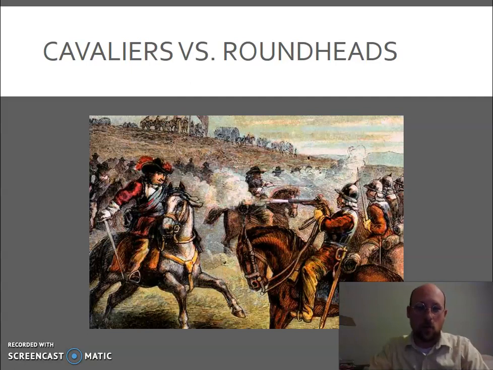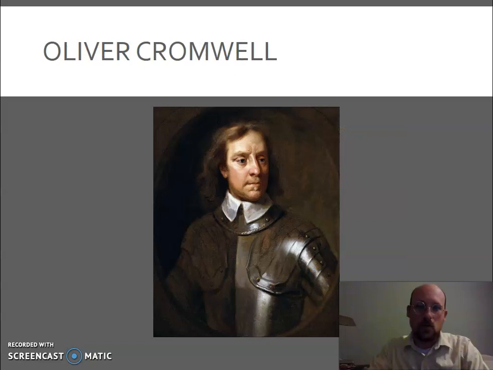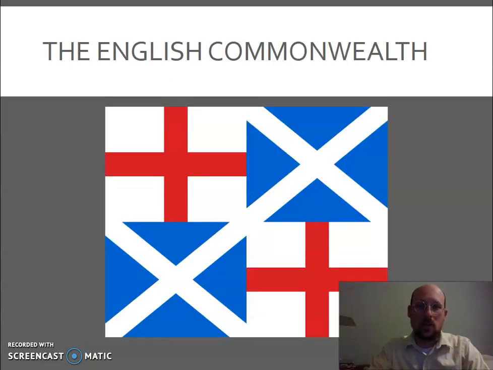The war dragged on for a while, but ultimately the army of the Parliament and the Puritans, the Roundheads, whose leader was a Puritan general named Oliver Cromwell, ultimately defeated Charles and the Royalists. Cromwell, as the head of the army, then declared a new government called the English Commonwealth. And effectively, this is, in theory at least, an English republic, really a Puritan republic.